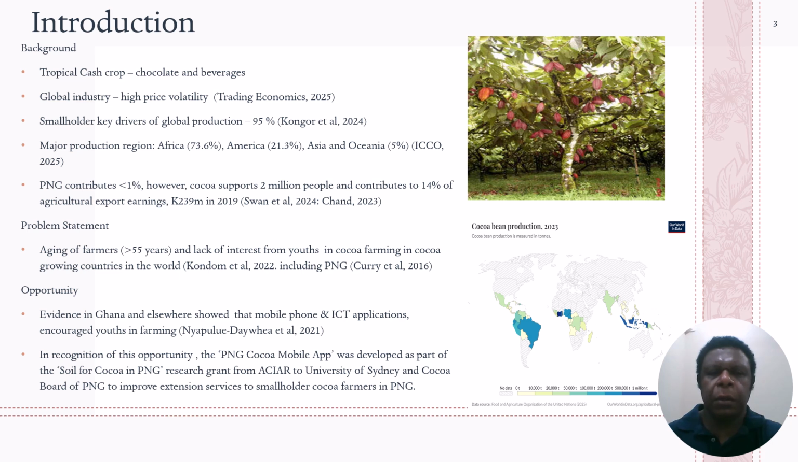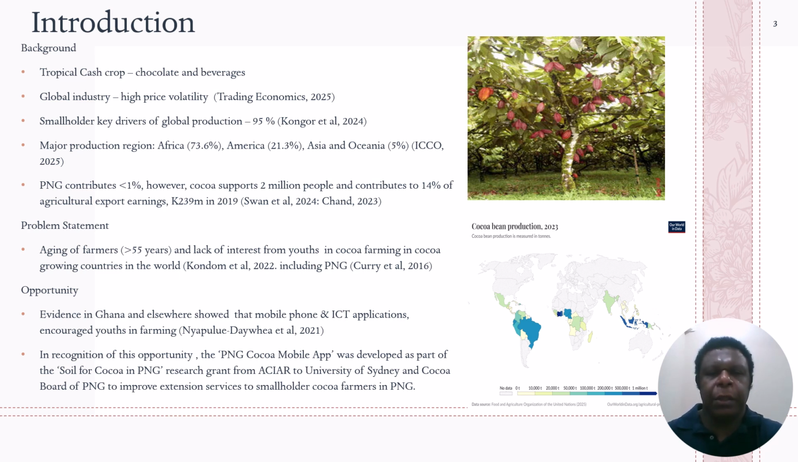However, cocoa supports up to 2 million people and contributes 14% of the agricultural export earnings, which in 2019 was valued at 239 million kina. Global evidence suggests a problem, and that is aging of farmers and lack of interest from young people to engage in cocoa farming.